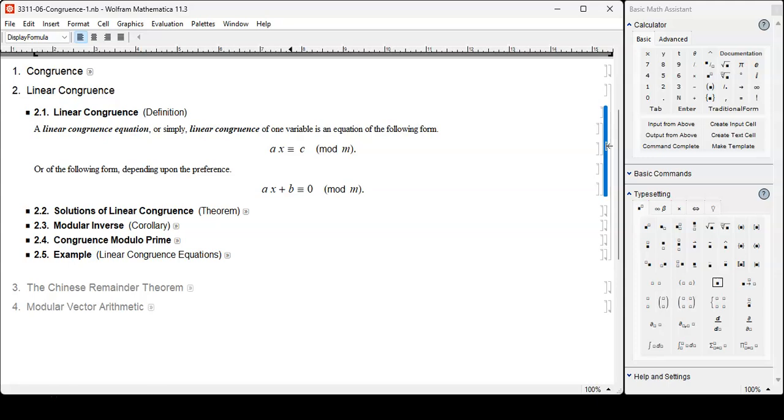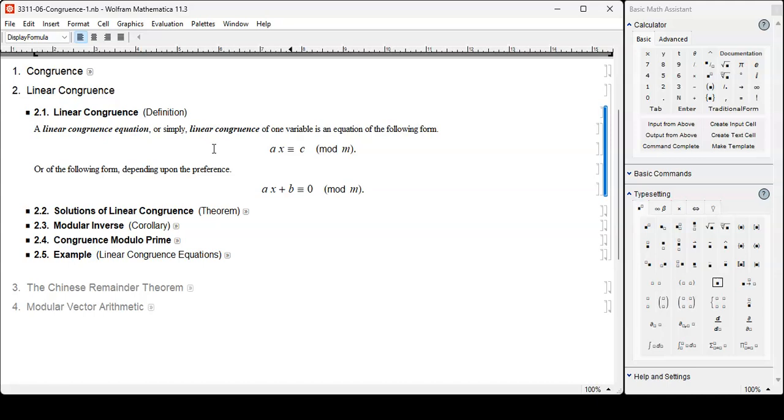But congruence already includes the term equivalence because congruence is already an equivalence relation. So if I rewrite it as a linear modular equivalence equation, that's too redundant. What do you mean by equivalence equation? For that reason, and also for simplicity, many people, including our textbook author, take an abbreviated version and call all those linear congruence.